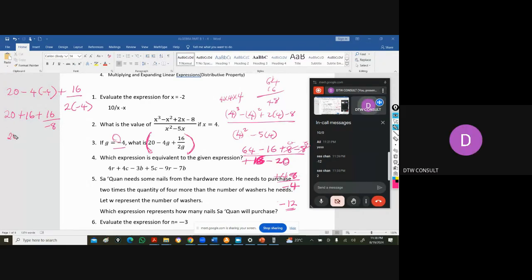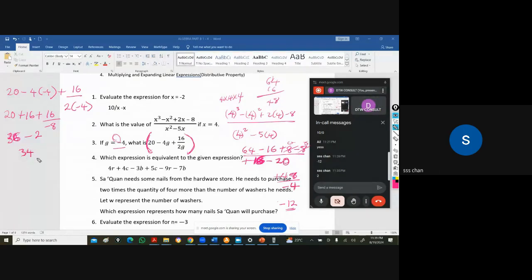So you have 20. This 20 plus 16 is what? 20 plus 16 is 36, right? Yes, 36 minus 2. That gives us 34. Do you see that? Do you see where your mistake is?